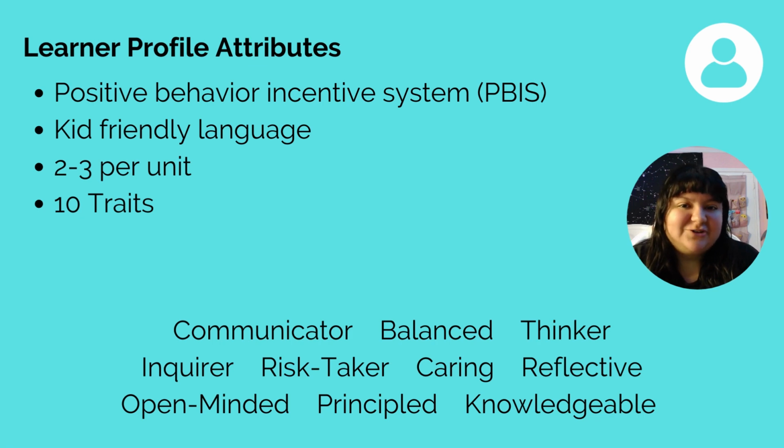The learner profile attributes tend to be the ones that teachers understand and implement the quickest. They can be used as positive behavior incentive systems, as these are the character traits you want to see out of your students: communicator, balanced, thinkers, reflective. I've seen this be used for Student of the Month awards, where we are looking for a caring student of the month. This is very kid-friendly language that still implies that rigor that they can achieve as early as kindergarten, maybe even pre-K. There's 10 traits in total, however, you will only be using 2 to 3 per unit.